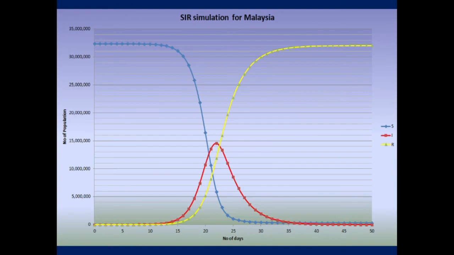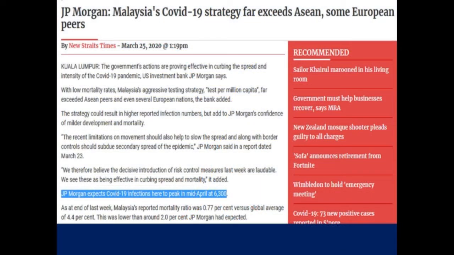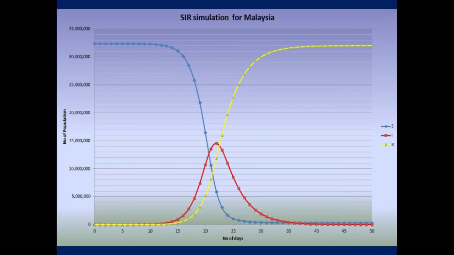I don't know whether it's going to be real or not. I just want to see whether what JP Morgan has done is similar to what I've done. I can't really understand whether the population used by JP Morgan is different from mine. Maybe there are some things that I don't know about epidemiology. So anyway, I'm going to share this video later on, hopefully before the peak time as predicted by JP Morgan.